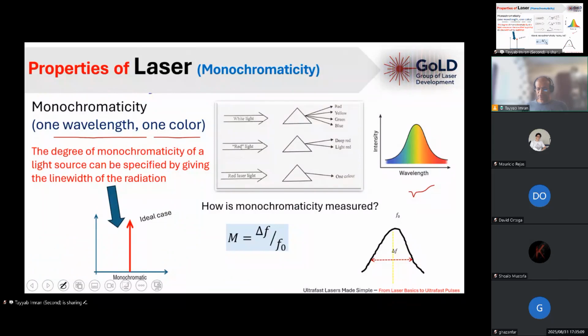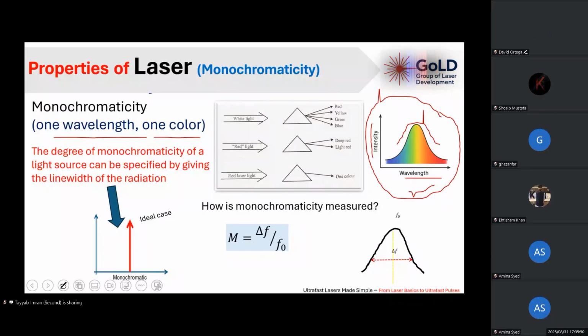So if you see on the right side here, we call it a spectrum. Along the x-axis, you see the wavelength, and along the y-axis, you see the intensity. So different colors here have different intensities, and that is why this spectrum is formed. I'm starting with this one because some of the people don't know exactly what a spectrum is.